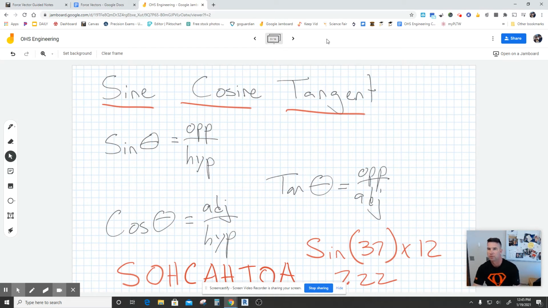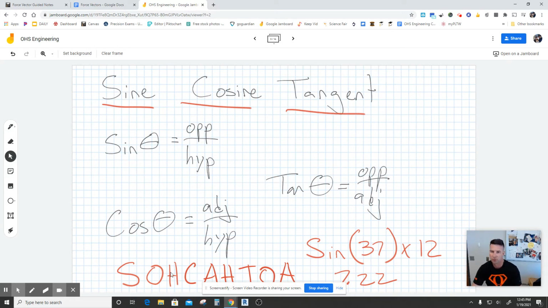Some of you, I'm very aware this is a review. Some of you, I know it might be new, so I'm going to treat it as such. Sine, cosine, and tangent are basically ratios of a right triangle. All the things that I'm about to cover, you can only do with a right triangle. So sine of theta, and remember theta is our angle, sine of theta equals opposite over hypotenuse. Cosine of theta equals adjacent over hypotenuse, and tangent of theta equals opposite over adjacent.